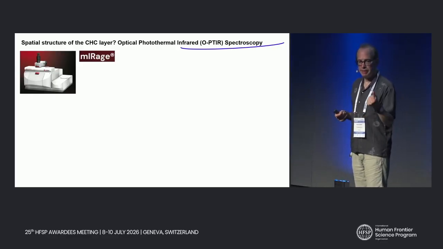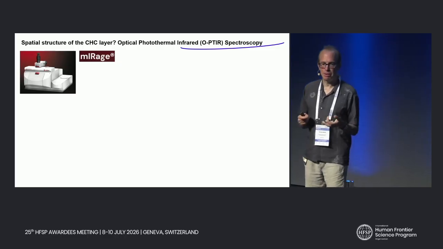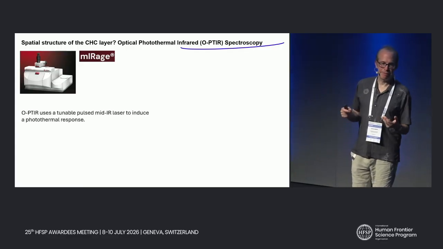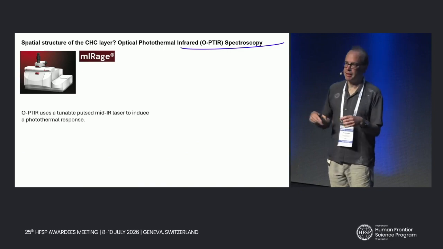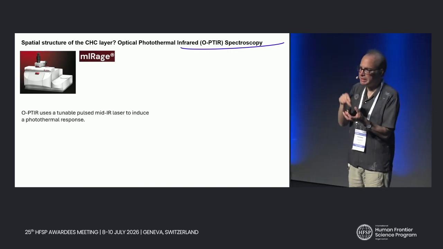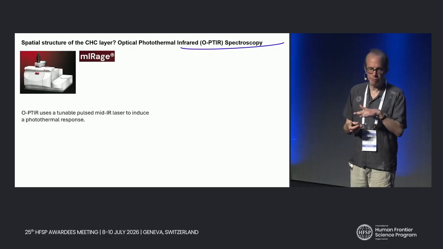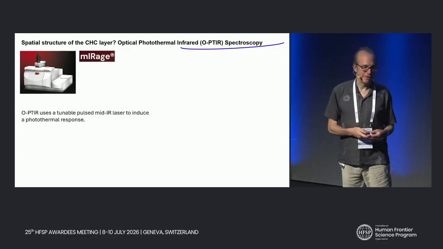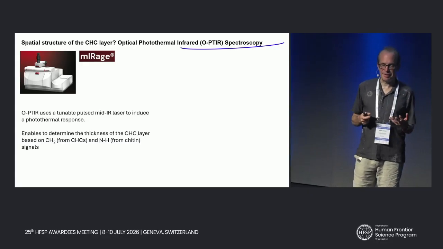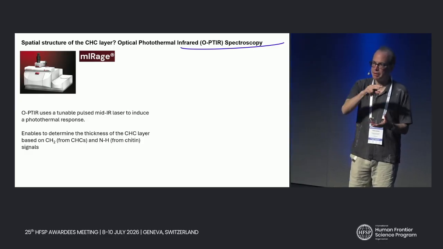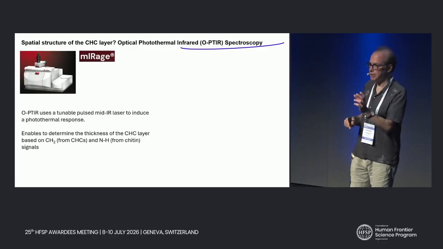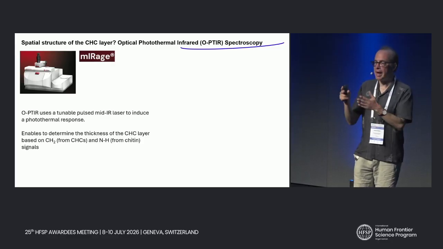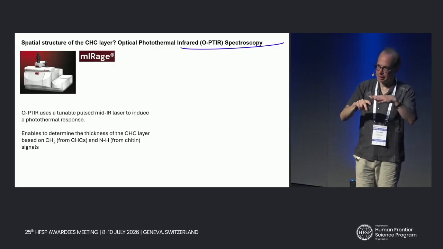And to elucidate that, Fumitoshi did some measurements with optical photothermal infrared spectroscopy. It's called MIRAGE. That's a technique where you have a tunable pulsed mid-infrared laser that basically heats up the object at a certain frequency, and that induces photothermal expansion. And this you can measure then with an optical laser. And this enables us to determine the thickness of the CHC layer with a spatial resolution based on the signal from CH2, which is the bonds that you get in CHCs, and the NH, which is the signal that you get from the underlying chitin.